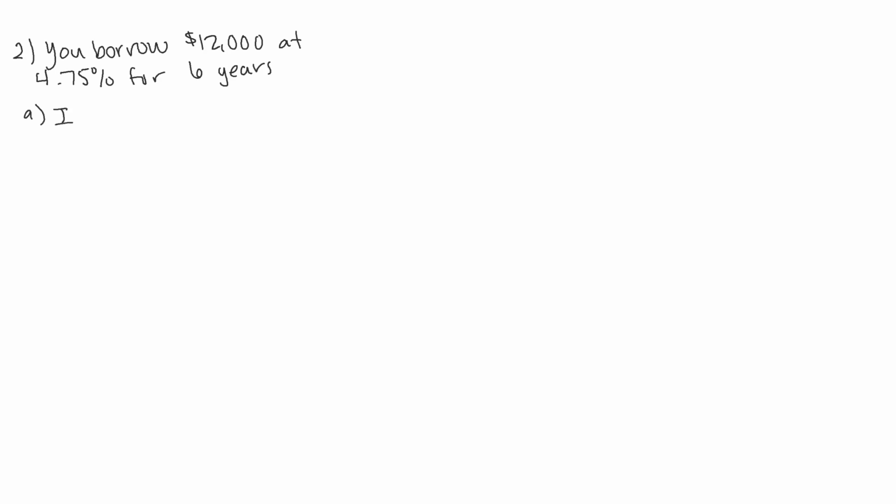Okay, so for the next example, you borrow $12,000 at 4.75% for 6 years. So the first thing we want to do is figure out the interest. So the interest is going to be the principal amount borrowed times the interest rate as a decimal, so 0.0475, times the number of years, 6, and then just use your calculator to work this out.